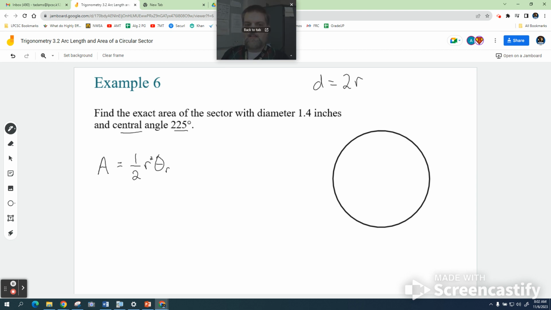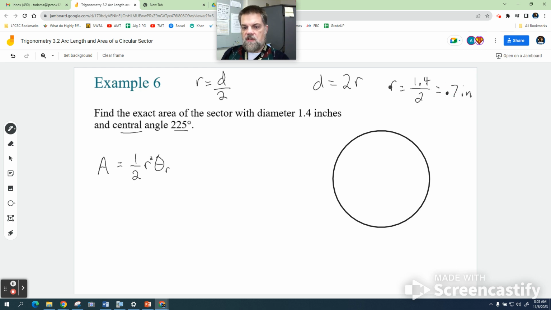So algebraically, if I solve this equation, the radius is equal to the diameter divided by 2. In other words, my radius is equal to 1.4 divided by 2, and so that would be 0.7 inches. So the radius equals 0.7 inches. Okay, that's the first part.